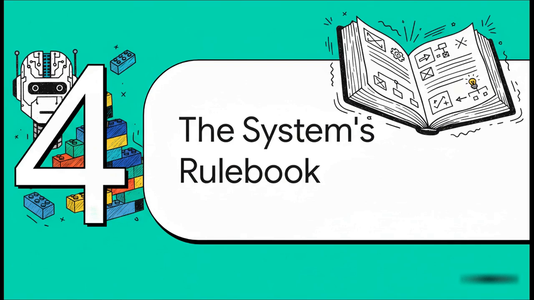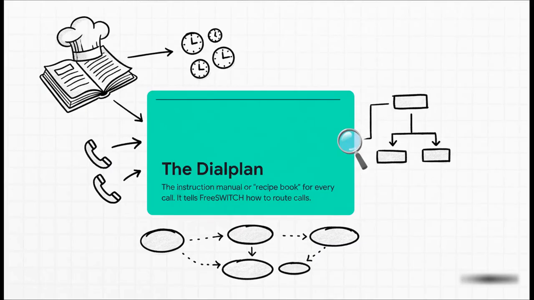Okay, so we've got a robot brain and a big box full of Legos. But how does it know what to build? When a call comes in, how does it know what to do with it? Well, that's where the system's rulebook comes in. This rulebook is called the dial plan, and if the modules are Legos, then the dial plan is the recipe book. It's a set of instructions that tells FreeSWITCH exactly what to do with every call, based on who's calling, what number they dialed, the time of day, you name it.